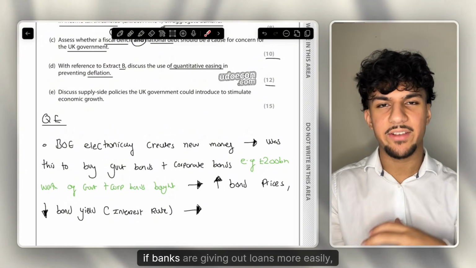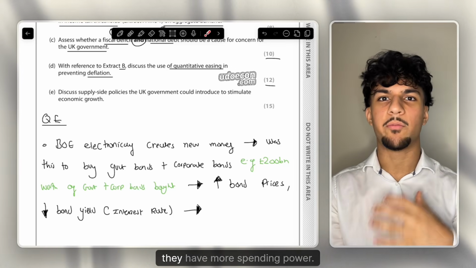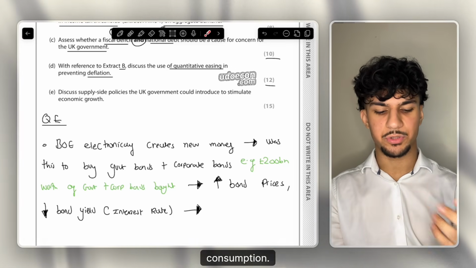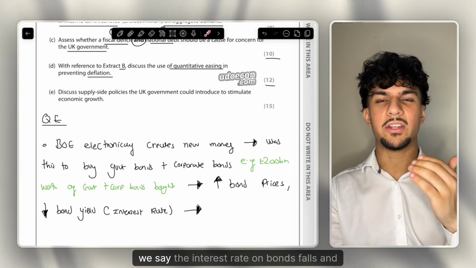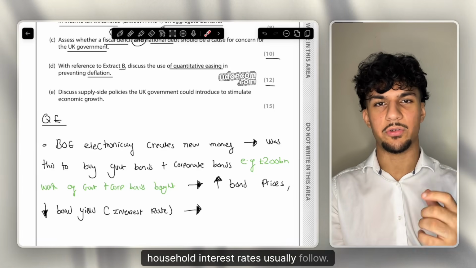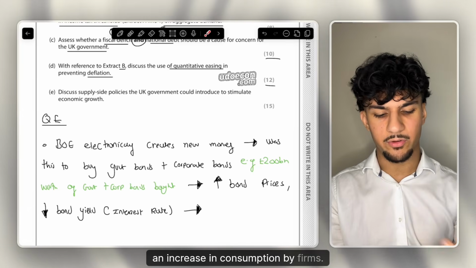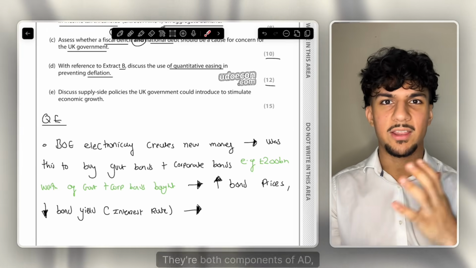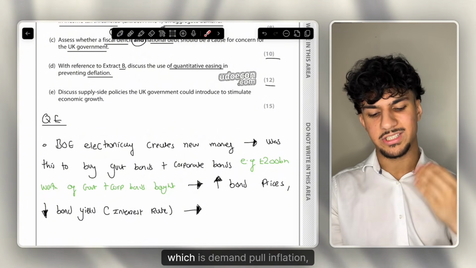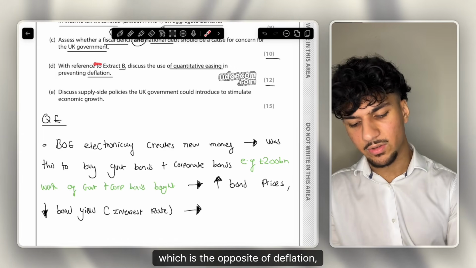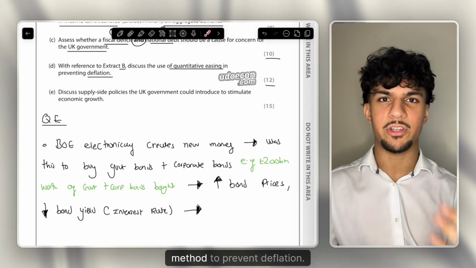Now, of course, if banks are giving out loans more easily, if they're giving out more mortgages, it means households have more money to work with, they have more spending power, thus leading to an increase in consumption. And even for firms, you can say interest rates effectively fall as well. When the bond yield falls, we say the interest rate on bonds falls, and household interest rates usually follow. So therefore you can say firms invest more, so essentially we have an increase in investment by firms and an increase in consumption by households. Of course, what does that affect? They're both components of AD, causing AD to shift out to AD1, which is going to lead to the main thing, which is demand pull inflation, which is the opposite of deflation, which means we are 100% preventing deflation, and quantitative easing is an effective method to prevent deflation.